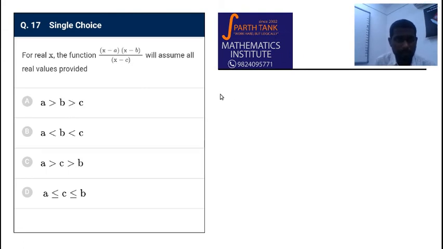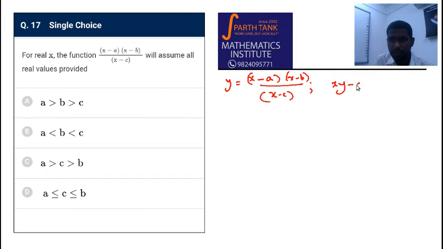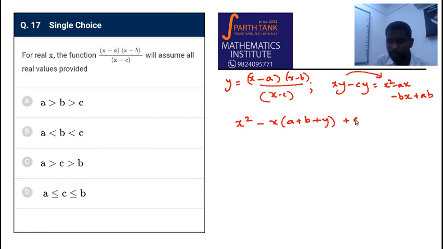For real x, the function (x minus a) into (x minus b) by (x minus c) will assume all real values provided. This is a bit tricky. Let us take y to denote this function, (x minus a) times (x minus b) upon (x minus c). Rewrite this as a quadratic: xy minus cy is equal to x squared minus ax minus bx plus ab. Now this would give us x squared minus x into (a plus b plus y), take this term to that side, minus xy, and combine it here, and then ab plus cy.